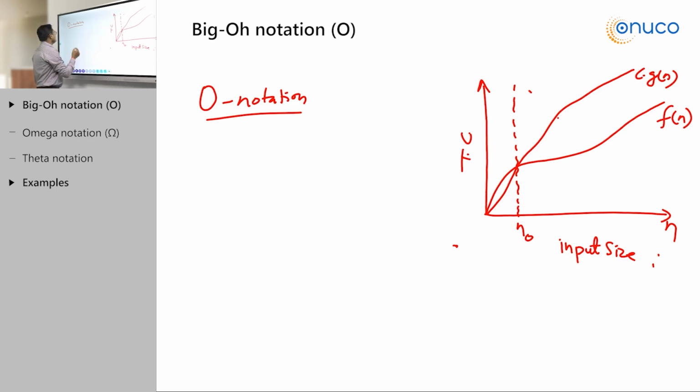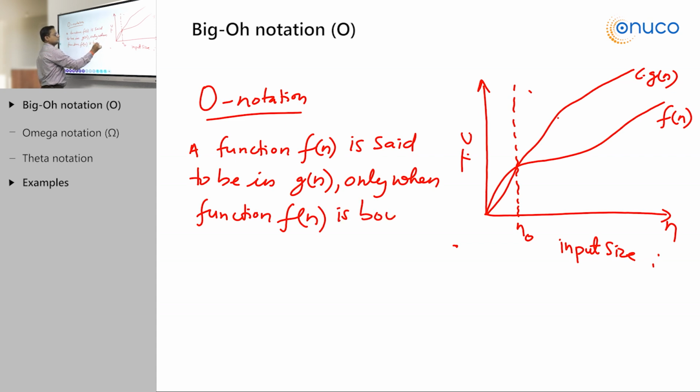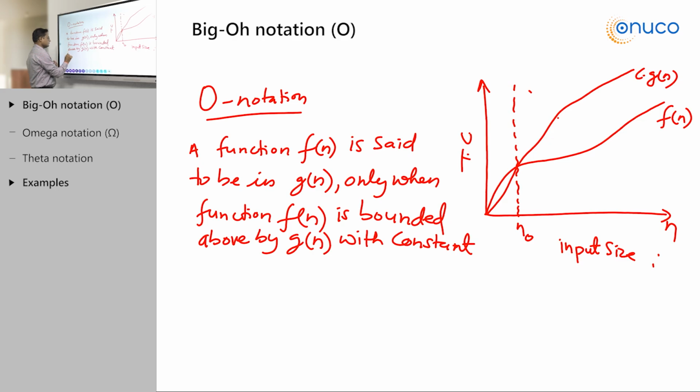Then how do we define this? We define it as: function f of n is said to be in O of g of n only when function f of n is bounded above by g of n with constant multiple c.